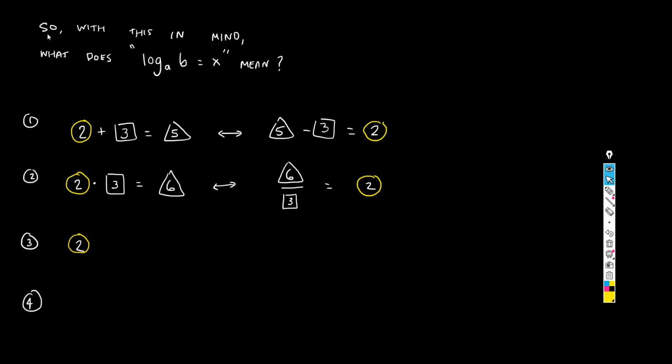So with all of this in mind, guys, what does this expression mean? What does the expression logarithm base A of B equals X mean? I'm going to read this for you again. Logarithm base A of B equals X. I know it sounds complicated. You will get it in a moment, believe me.